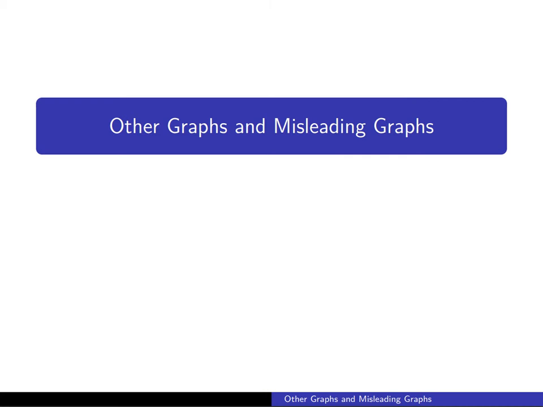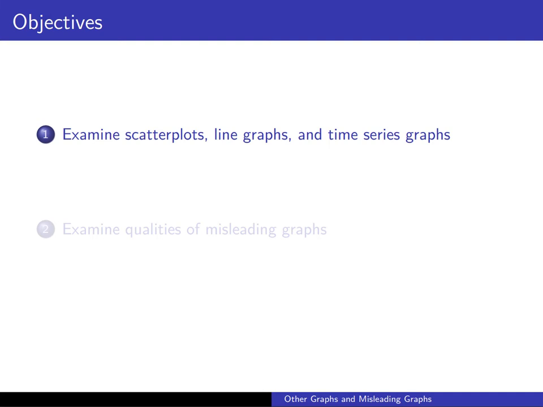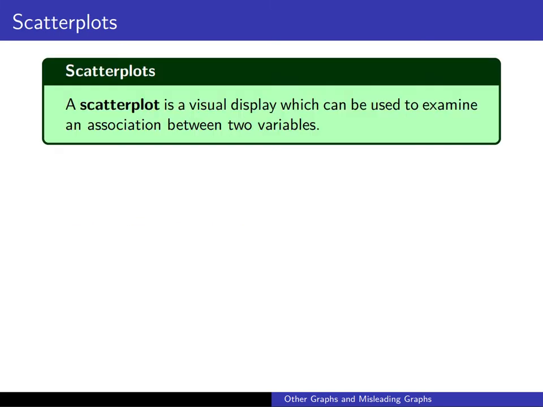In this video, we're going to take a look at other types of visual displays, other types of graphs, as well as some qualities and characteristics that could make a graph misleading. So for the first part of this video, we're going to look at scatter plots, line graphs, and time series graphs, and just give a quick overview of what each one of them is and what they're used for.